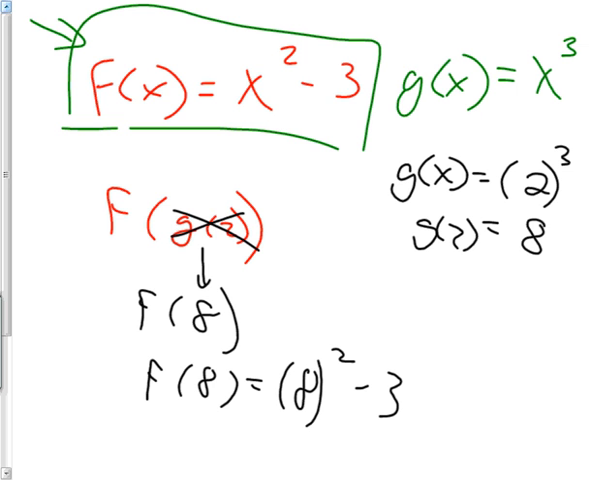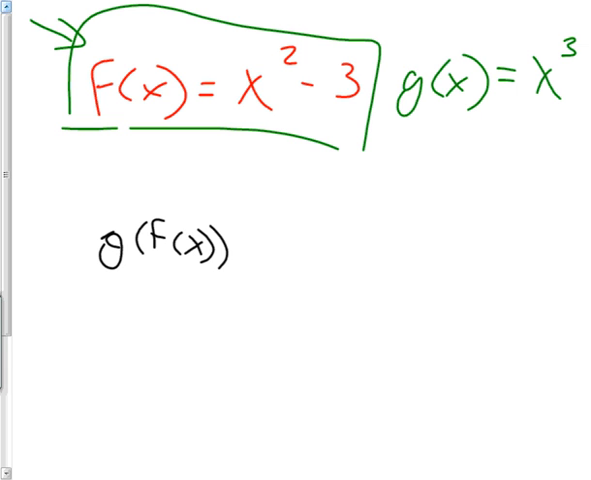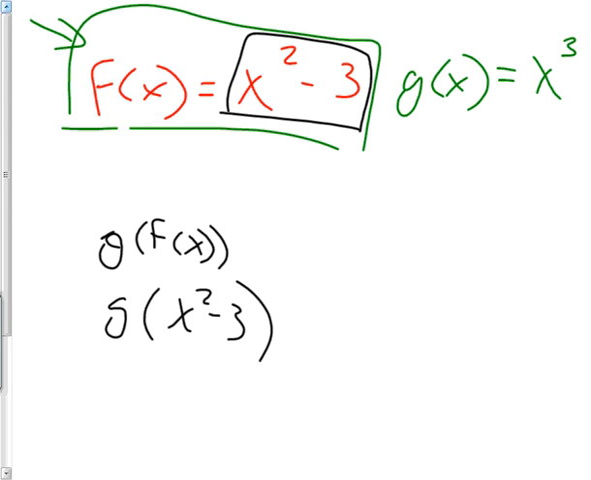What is g of f of x? G of f of x. Well, where do you start? Yeah, on the inside. What's on the inside? F of x. Do you know what f of x is? Yeah, it's right there. So it's really g of x squared minus 3. Now it's a new problem.